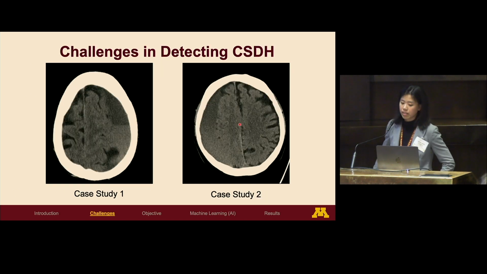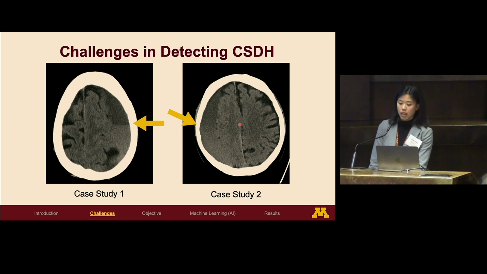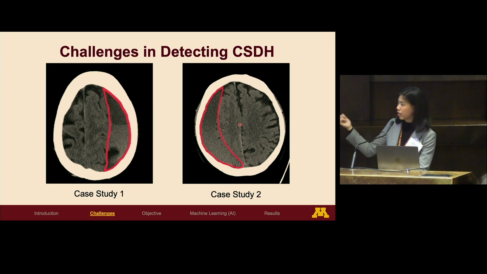Here are a couple of case studies to help us understand the challenges of the chronic blood even further. So we have case study 1 and case study 2. You may think that the chronic blood ends where the arrows are for both case studies, but it stretches way further than you think it does. So here's the full representation of the chronic subdural hematoma for both cases.